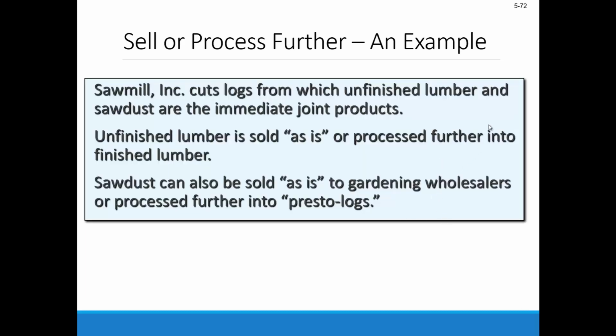So let's look at an example here. Sawmill Inc. cuts logs from which unfinished lumber and sawdust are the immediate joint products. Okay, that's what comes off at that split off point. Unfinished lumber is sold as is, or we can process that further into finished lumber. Sawdust can be sold as is as well to gardening wholesalers, or it can be processed further into presto logs, those fire starter logs that you see in big box and hardware stores.